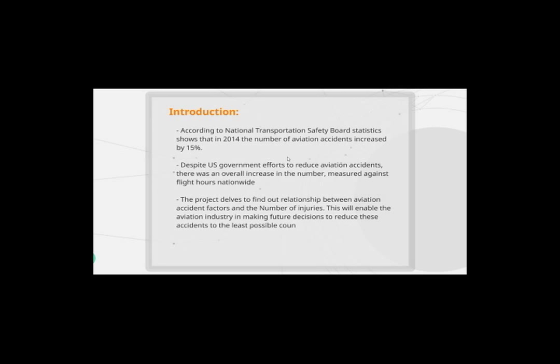According to National Transportation Safety Board statistics, in 2014, the number of aviation accidents increased by 15%. Despite US government efforts to reduce aviation accidents, there was an overall increase in the number measured against flight hours nationwide. The project delves to find out relationship between aviation accident factors and the number of injuries. This will enable the aviation industry in making future decisions to reduce these accidents to the least possible count.